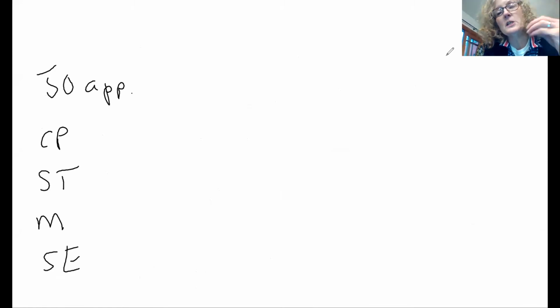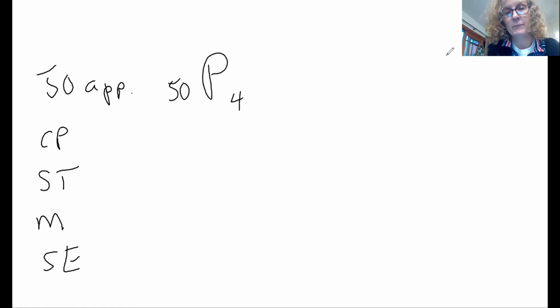Now the question is, is it a permutation or is it a combination? If Hayden takes the position of computer programmer, is that the same as if he takes the position of software engineer? No, those are different. Order matters, and when order matters, you use a permutation. So I'm going to have a permutation of 50 taken 4 at a time.